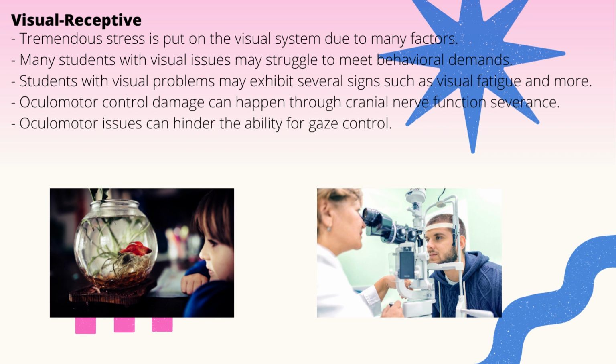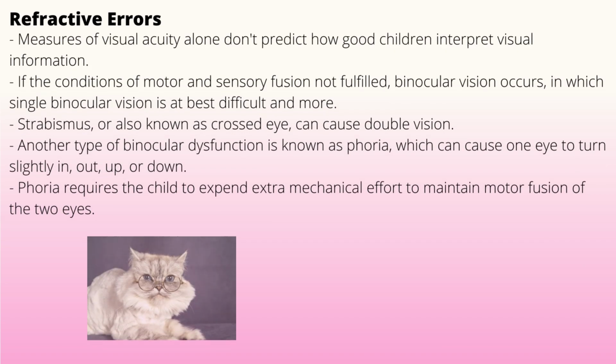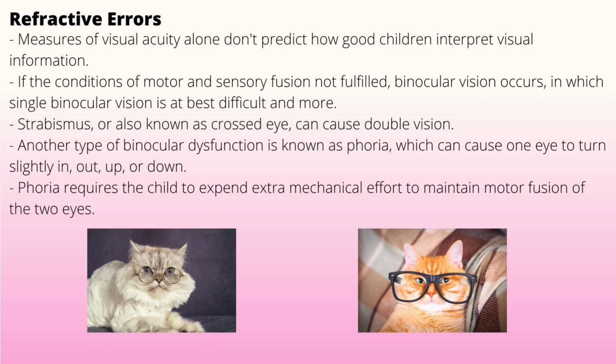Many students with visual issues may struggle to meet behavioral demands such as sitting quietly for a longer period of time. Students with visual issues may exhibit several signs such as visual fatigue. Oculomotor control damage can happen through cranial nerve function severance, and the pattern of oculomotor malfunction depends on the injured brain areas and the nature of injuries. Oculomotor issues can hinder proper gaze control.